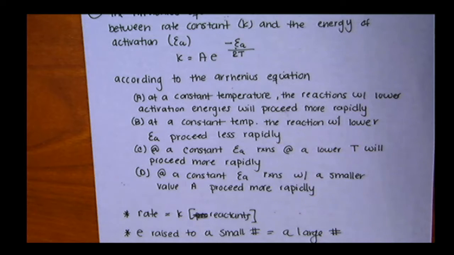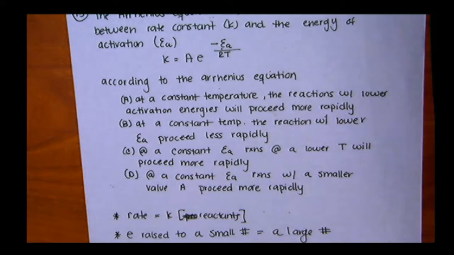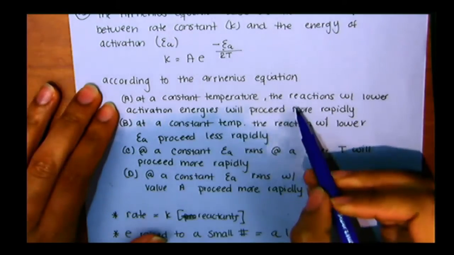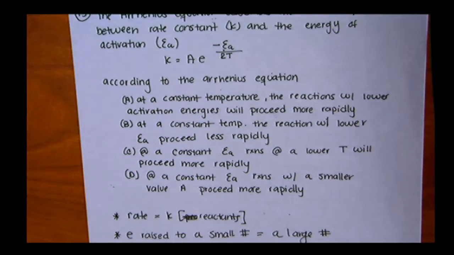At a constant temperature, the reaction with the lower activation energies will proceed more rapidly. Well, activation energy is in the exponent, so decreasing it means that E is raised to a smaller number, and I'm going to a larger number. So lower activation energies would increase your K, and then increase your rate as well. And actually at that point I'd be like, I'm done. That one's true. You can go through and check them all.